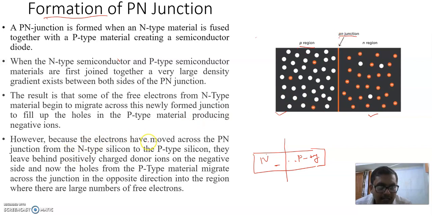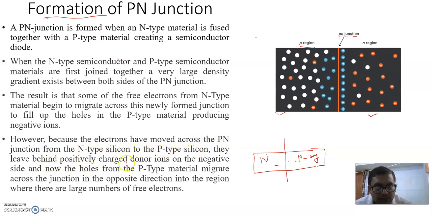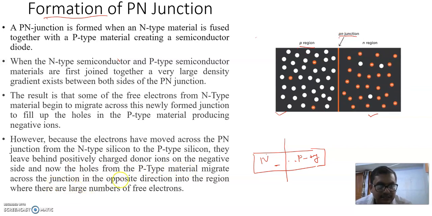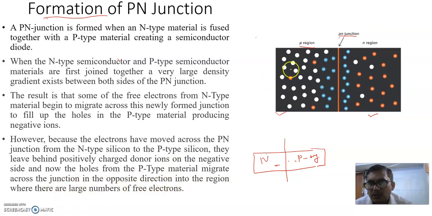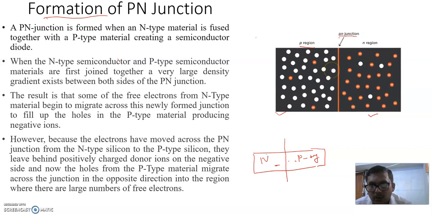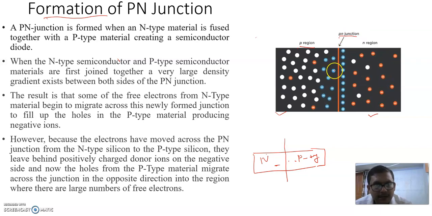However, because the electrons have moved across the PN junction from N type silicon to P type silicon, they leave behind positive charge donor ions on the N side, and now the holes from the p-type material migrate across the junction into the region where there are a large number of free electrons. So since electrons move from n region to p region, positive donor ions are created in the n region, and negative acceptor ions are created in the p region at the PN junction.